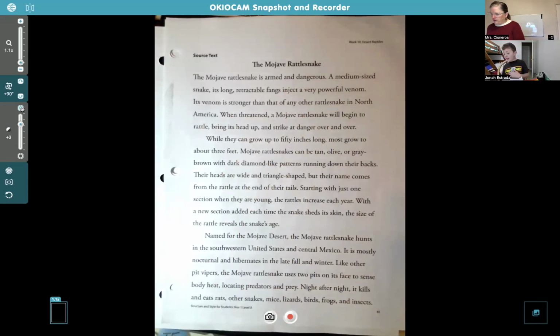A medium-sized snake. Its long, retractable fangs inject a very powerful venom. Good. I like that too. It's really interesting. My favorite part is the retractable fangs because that's kind of different. So we have to make sure to have those retractable fangs. As soon as I saw it, I was like, I gotta underline that. Good. I'm thinking the word venom is also good. I like that word too.